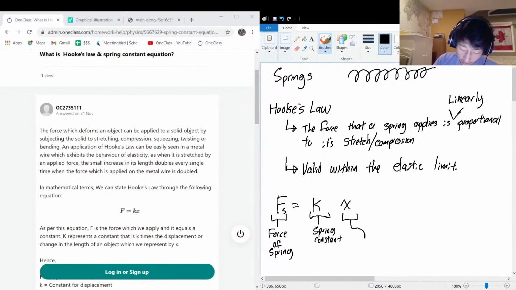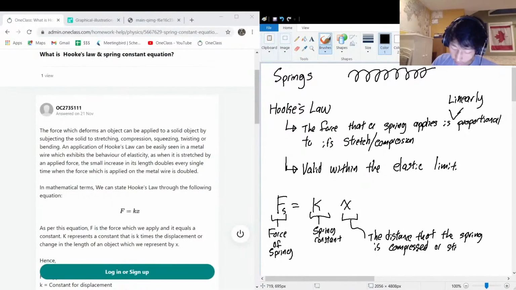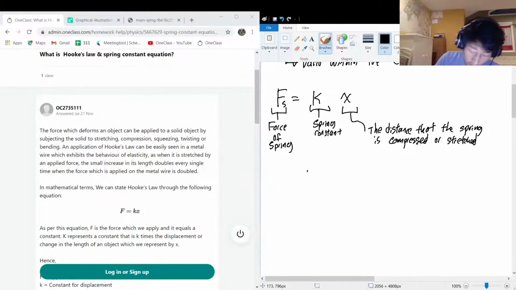Okay, and x, this is the distance that the spring is compressed or stretched. Okay, so let's actually draw out an example. Suppose we have a wall here and we got a spring and it's actually a pinball machine and we're trying to pull out the plunger. I think that might be what it's called. And you know, let the ball fly back.